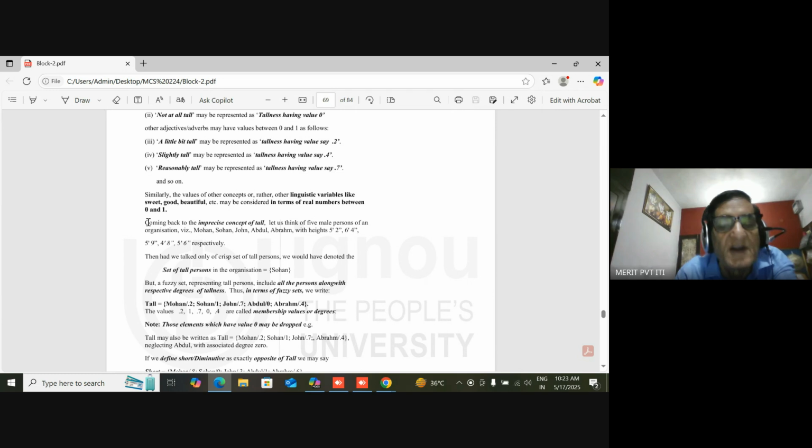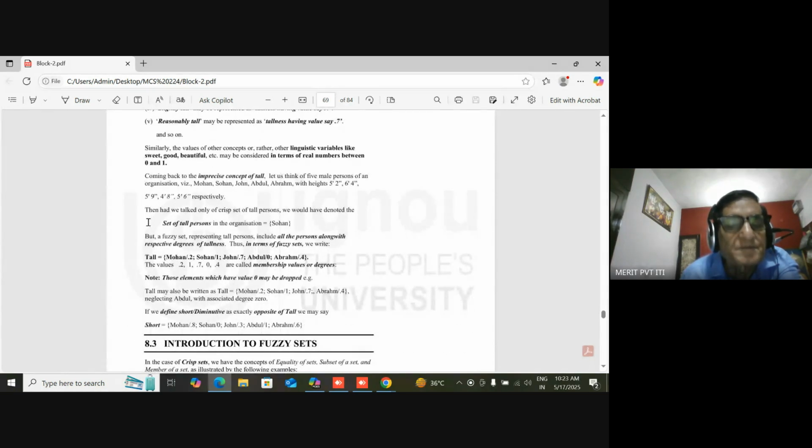Those elements which have value 0 may be dropped, so 0 is no value there. Tall may also be written as: tall is Mohan 0.2, Sohan 1, John 0.7. So neglecting Abdul with the associated degree 0, if we define short as the exact complement of tall, we may say short is Mohan 0.8, Sohan 0, John 0.3, Abdul 1, Abraham 1. So these are the types of things.